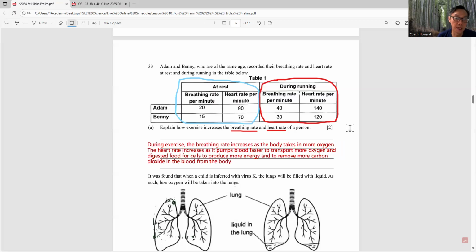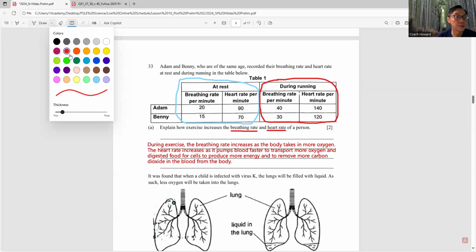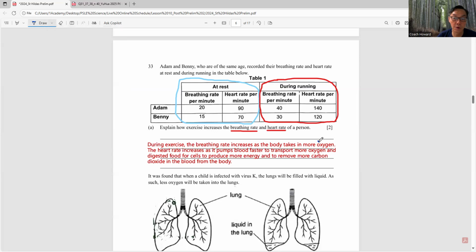So this is an answer that students are highly encouraged to memorize. So you need to talk about more oxygen, heart rate pump faster to transport more oxygen and digested food. For what? Produce more energy and also remove more carbon dioxide from the blood. So each of this is half mark. So 0.5 times 4, you will arrive at the 2-mark answer. Okay, next.